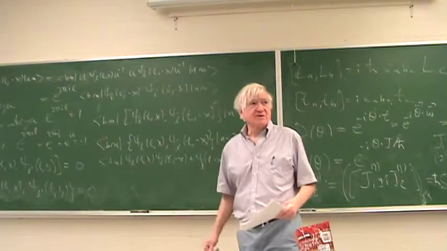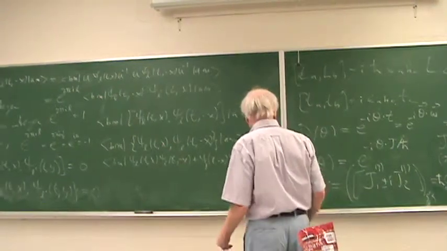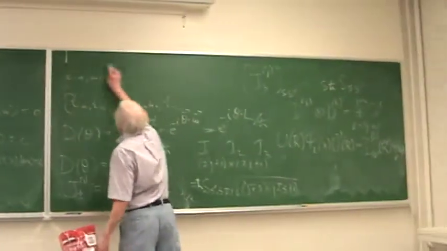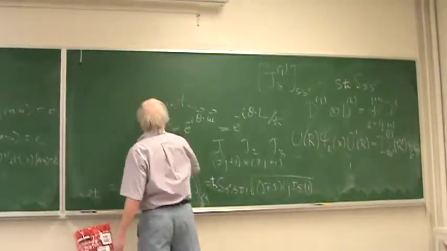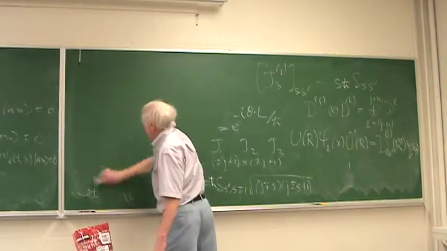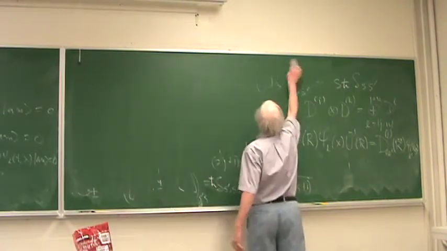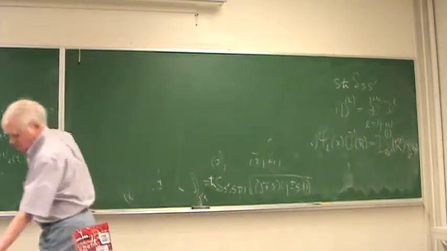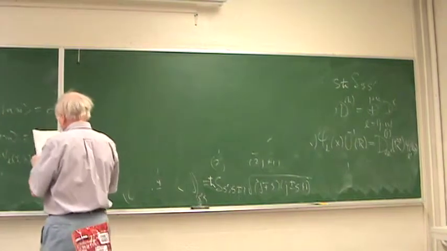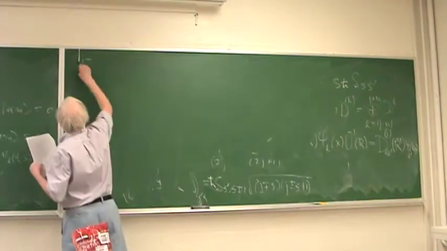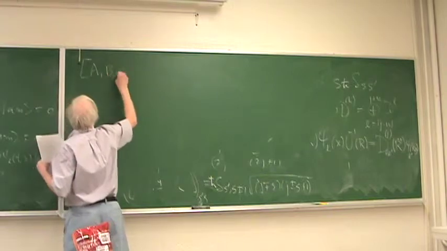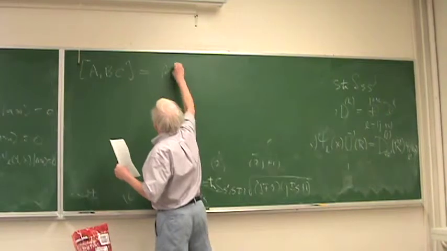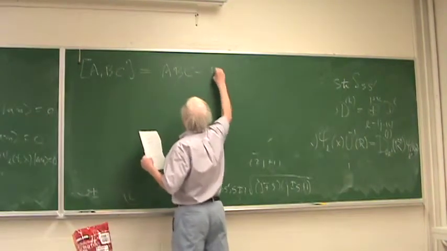All right, let me go to something. We can do something, namely the Jacobi identity. This is rather a magical and very simple identity, and it's certainly well worth your seeing. So let me just show you what's going on here. Let's first of all take the commutator of A with BC. And so obviously this is ABC minus BCA.